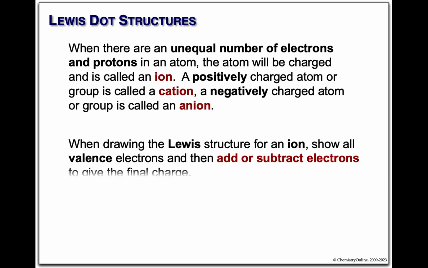All right, let's talk about ionic compounds first. We said that in sodium chloride, we transferred an electron from the sodium to the chlorine. That leaves the sodium positively charged. The word for that is a cation. The electron is accepted by the chlorine, makes it negative, and is called an anion. When you do the Lewis structure for an ion, you just start off with all of the electrons, then you add or subtract as necessary.